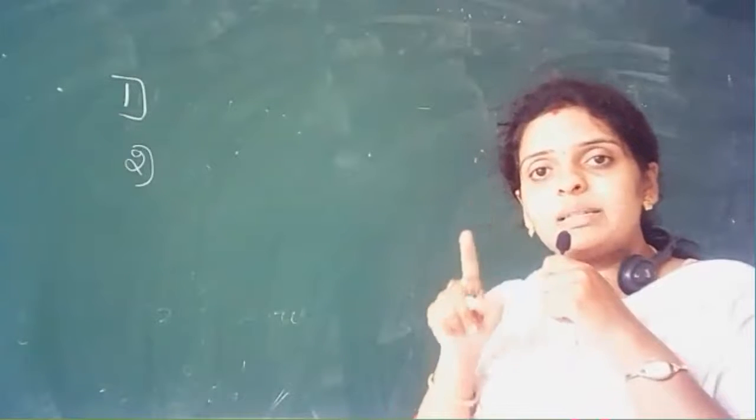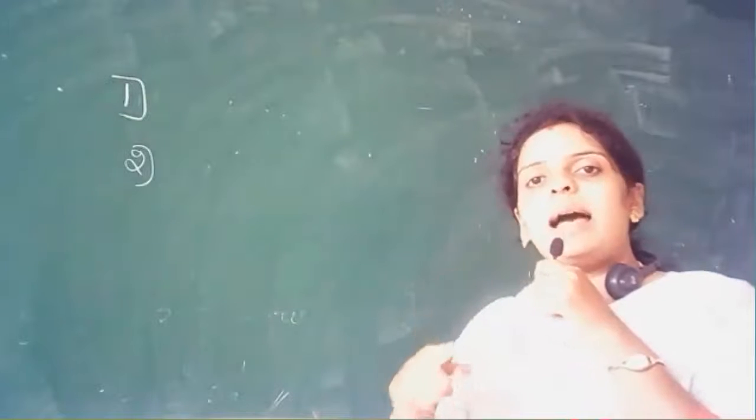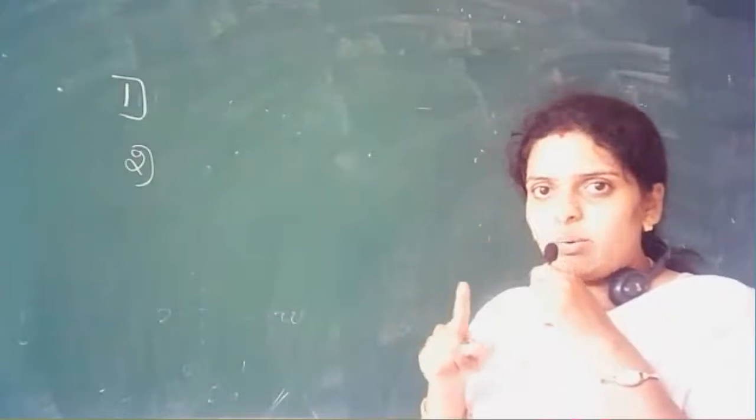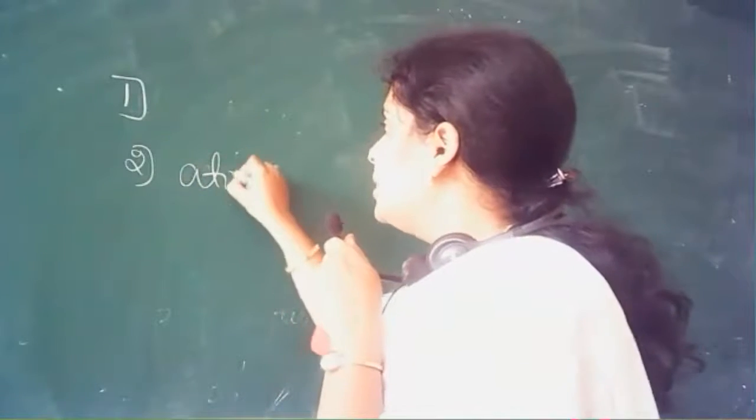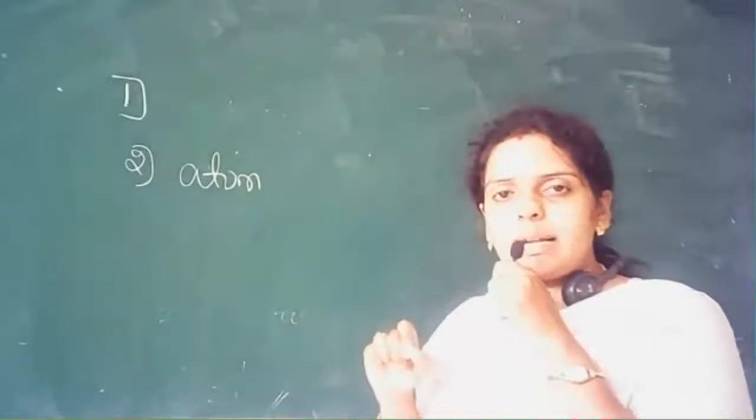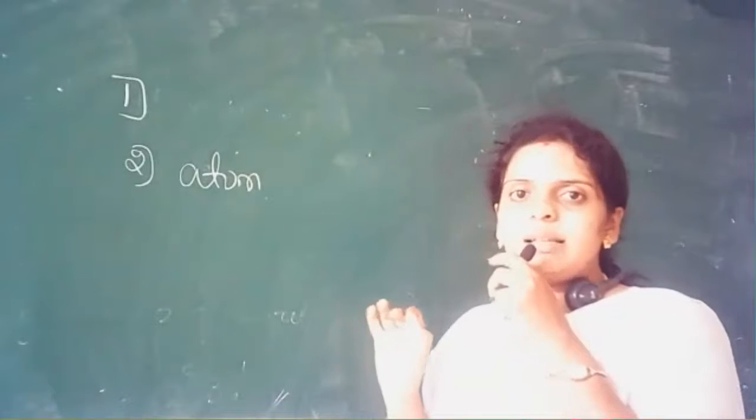So here, the number of positive charges and the number of negative charges are equal. Therefore, we say that the atom is electrically neutral. This is the second point.